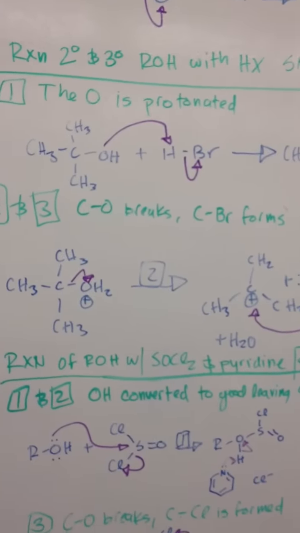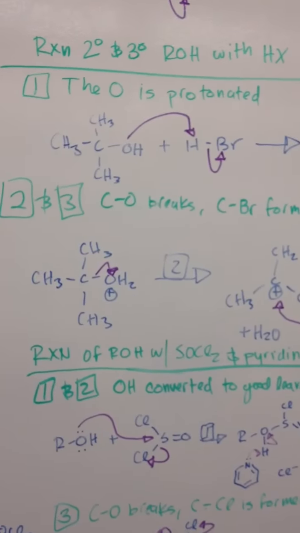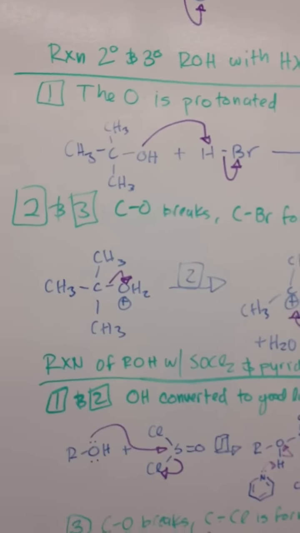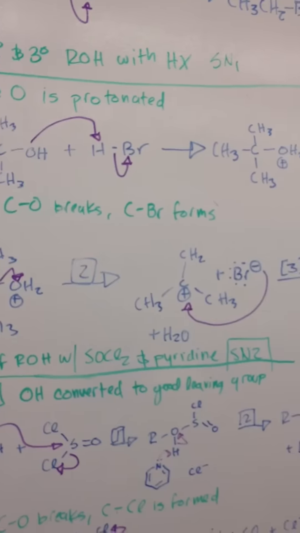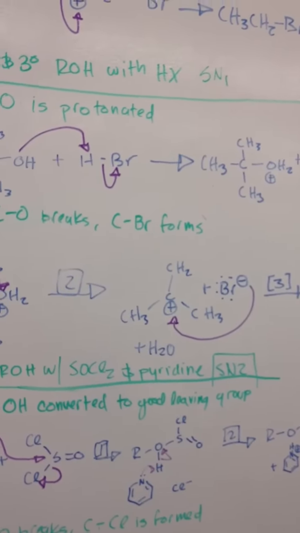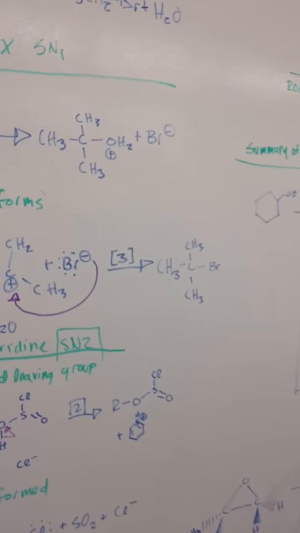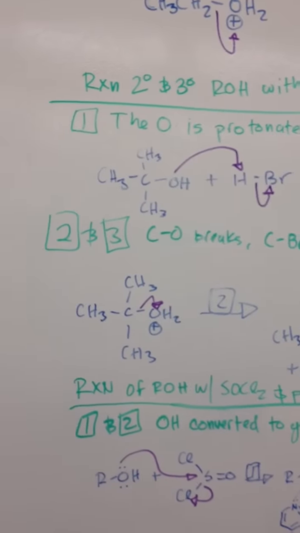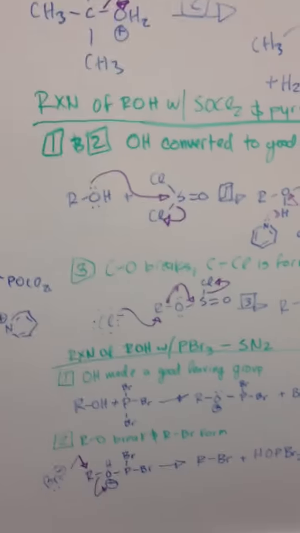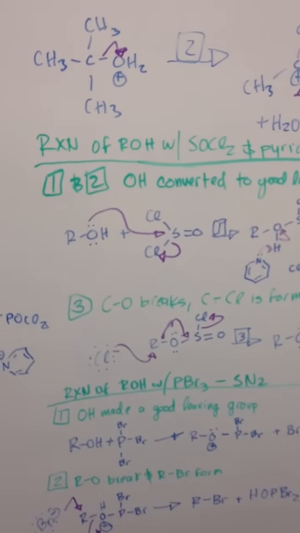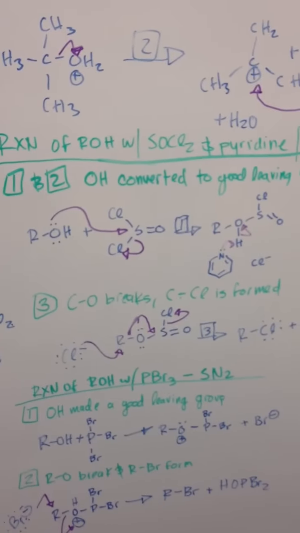Then the carbon-oxygen bond breaks, leaving a carbocation, and then bromine comes in with a backside attack, and you have substitution. You have to be careful with this one because whenever you make a carbocation, you can have rearrangements. The next reaction is going to be the reaction of an alcohol with SOCl2 and pyridine.